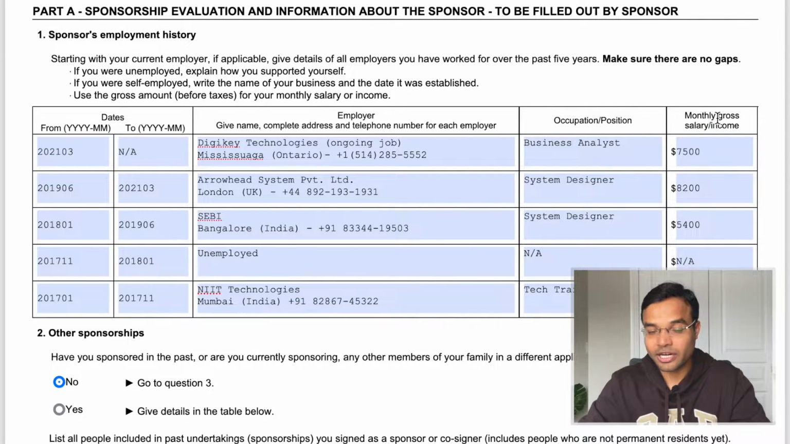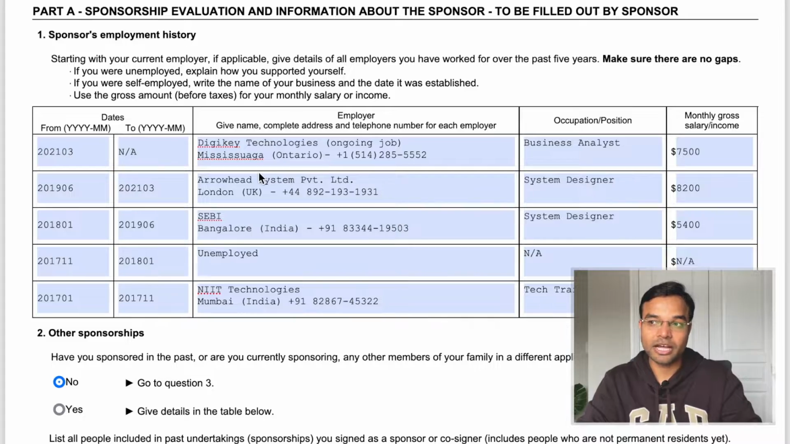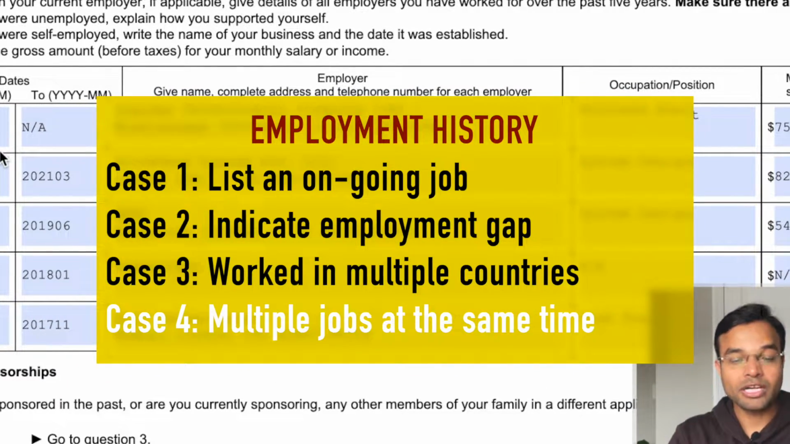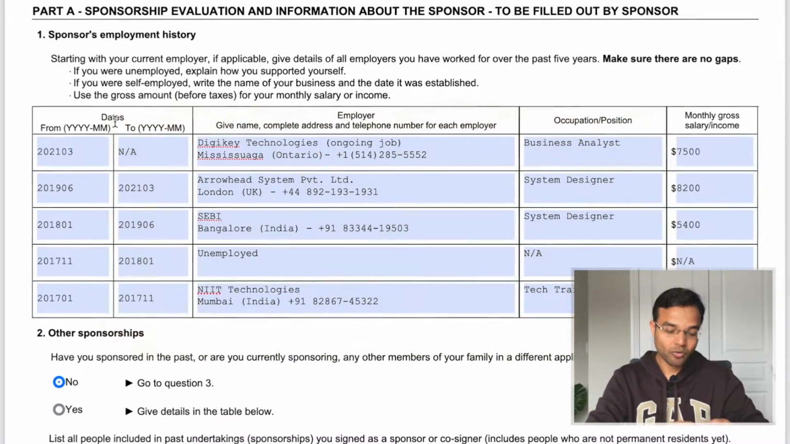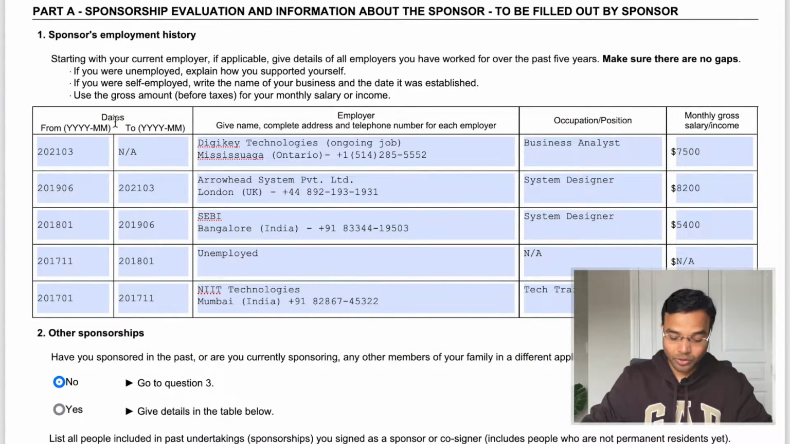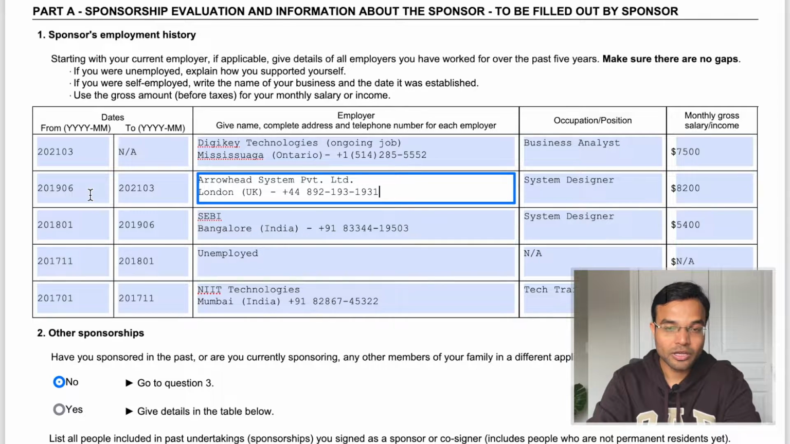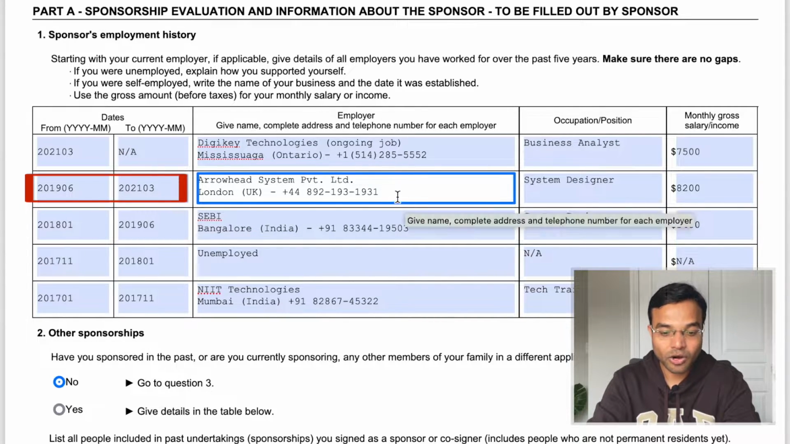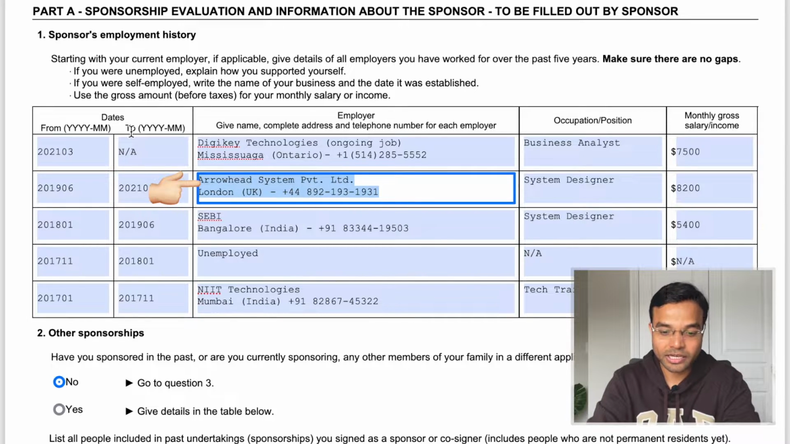The fourth scenario that can be applicable in your case, and this is something that I have recently received as a question on Instagram, is what if I have worked multiple jobs in the same time frame? So how do I disclose the employer information, and also how do I declare my gross income? Let's assume since June of 2019 until March of 2021, Ronald has worked for multiple employers. In this case, what I would propose to do is either write multiple jobs and then write the names of the employers, employer X, employer Y, employer Z.